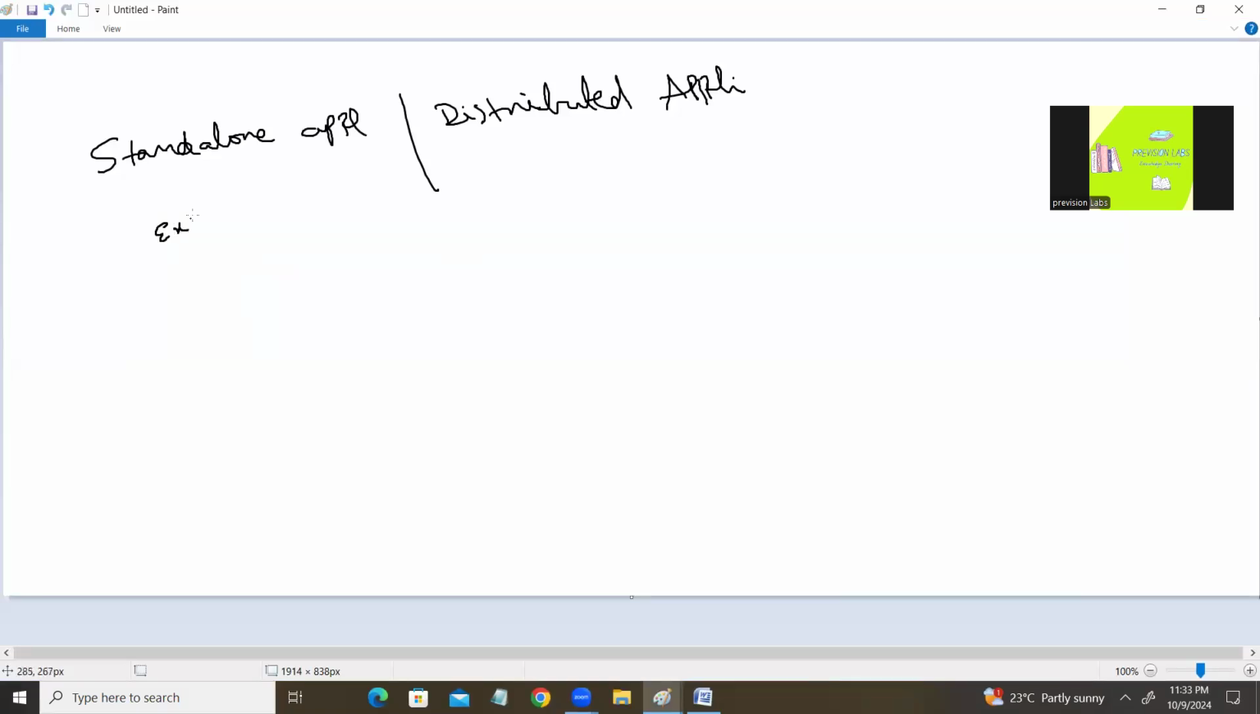Let's take one example. I am taking a calculator. If I take the calculator as an example, I can open it and do some calculations. Suppose 2 plus 2, 4. I can share these results within that machine only. I can't access these results on another machine. So this is an example of a standalone application.